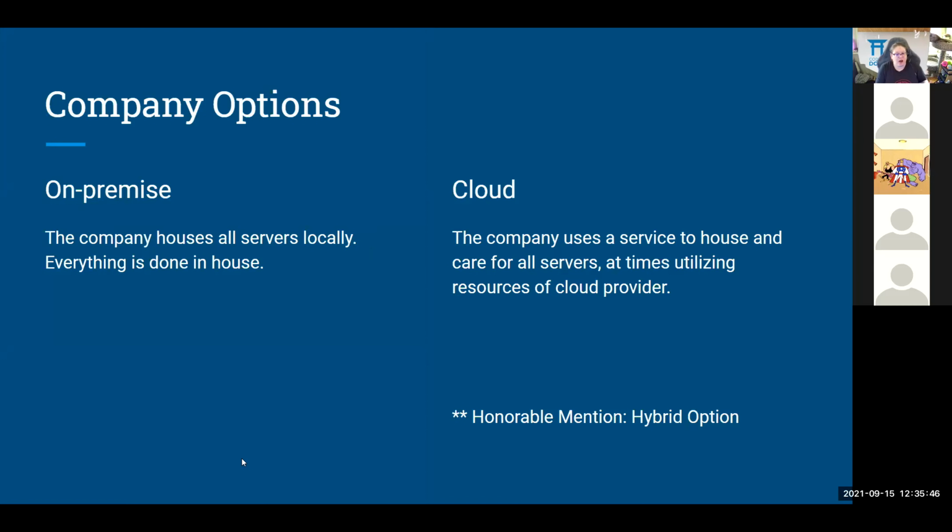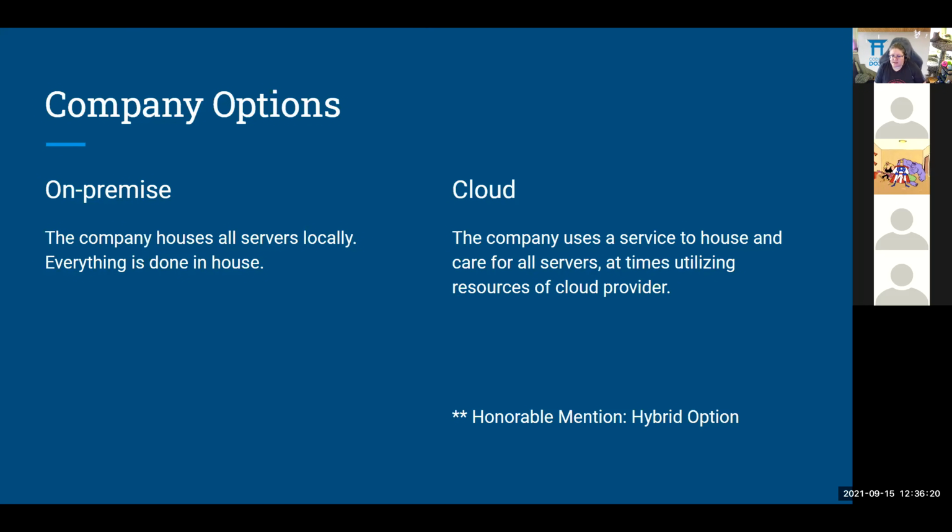So here are the different options like we were talking about. There are two options, the on-premise and the cloud. With on-premise, the company houses all the servers locally and everything is done in-house. There is a time and a place for it. I don't say that it's a bad idea. I think there are certain things that could be housed internally. If it's proprietary, maybe you want it internally, but there are ways to put that in the cloud and keep it proprietary as well.